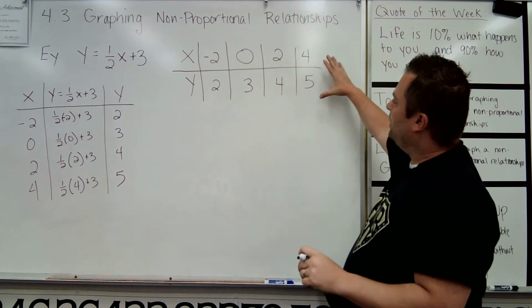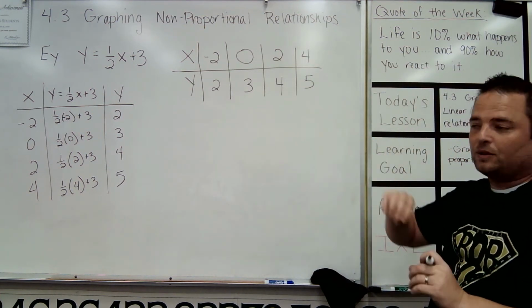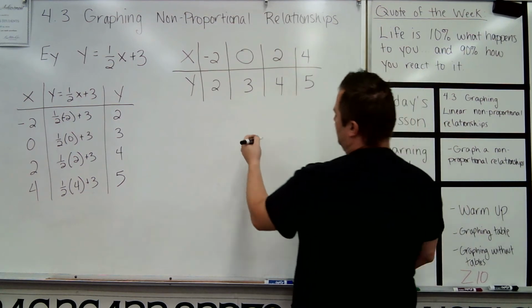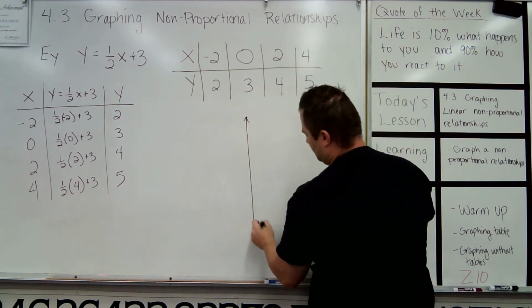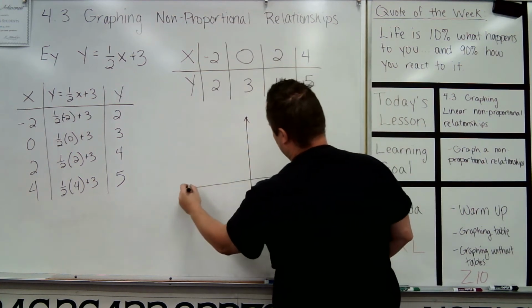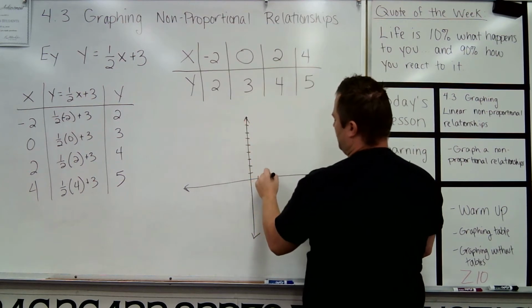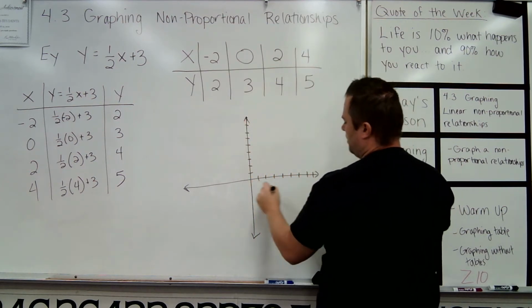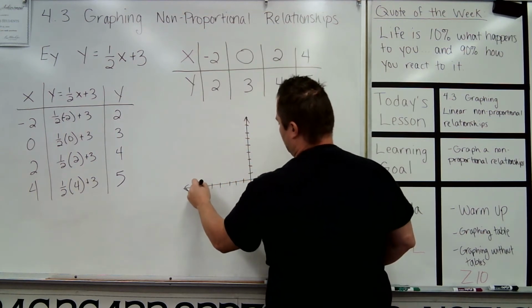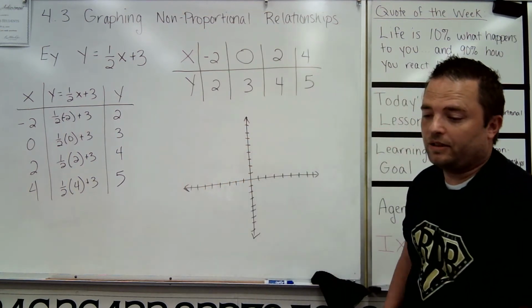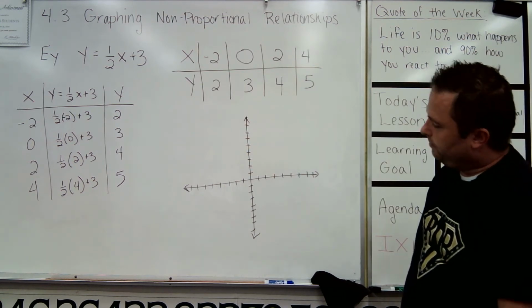I have little snapshots of what my line would look like, little samples of what that line looks like. So let's graph it. 1, 2, 3, 4, 5, 6, 7, 8. I have no idea why I count every time I do that. I just do it. Okay.